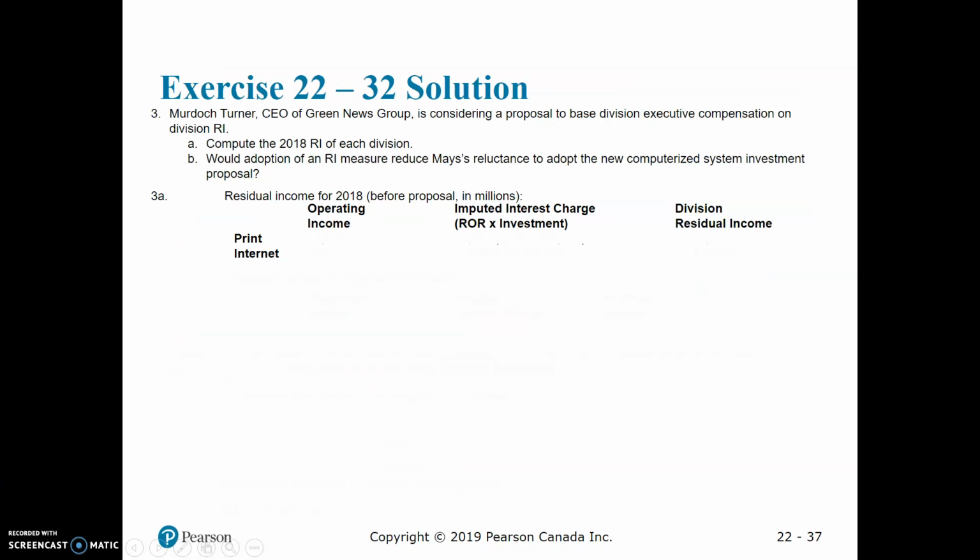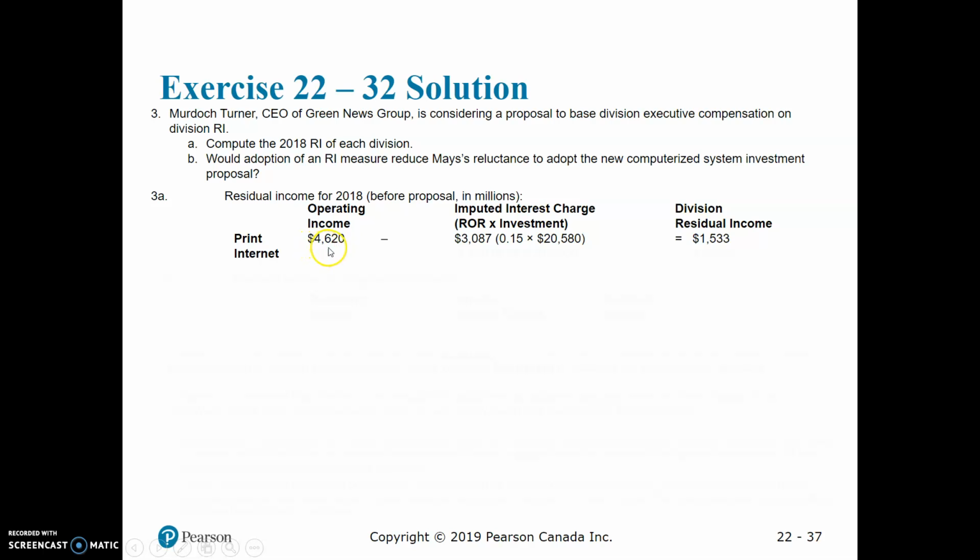In question number 3, Mr. Turner is considering a proposal to base division executive compensation on the division's residual income. For calculating the residual income for 2018 for both divisions, let's create 4 columns. The first column indicates the 2 divisions. The second column is operating income, remember, that is the start of the formula for residual income. Minus the imputed interest charge, which is the required rate of return times the investment, that would be our third column. And then the last column is the division's residual income.